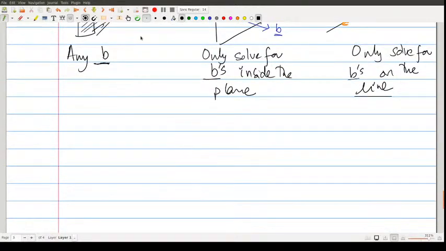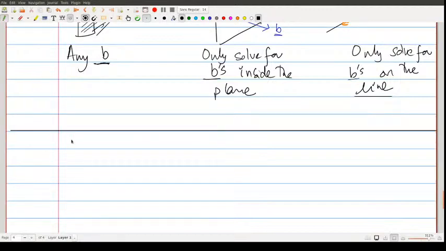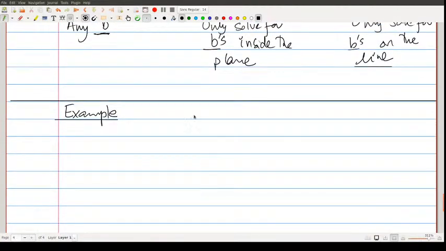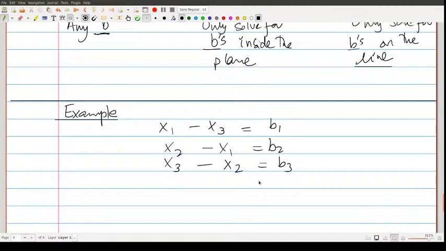All right, so at this point, let's talk about solving some systems. We've talked in a bit of detail, so let's take an example and solve this system and try to figure out what kind of solutions I can get. Here's my system. I give you x1 minus x3 equals b1. Let's write the next as x2 minus x1 equals b2. And x3 minus x2 equals b3.